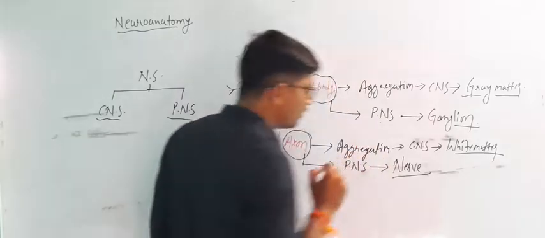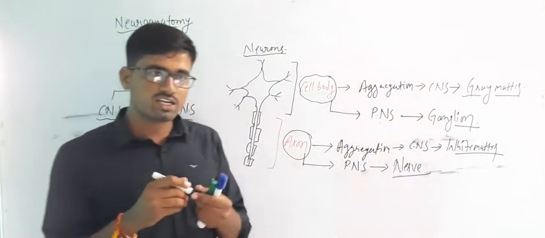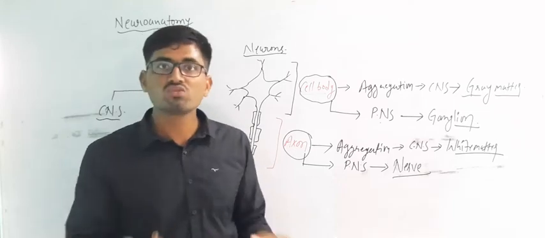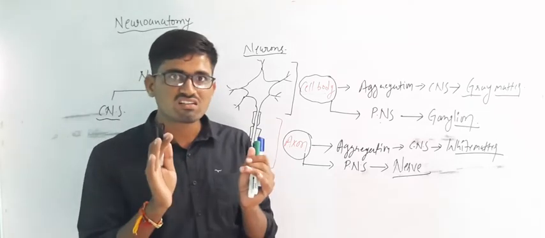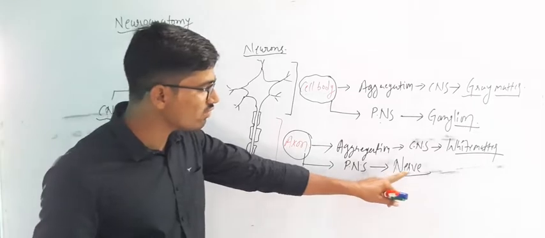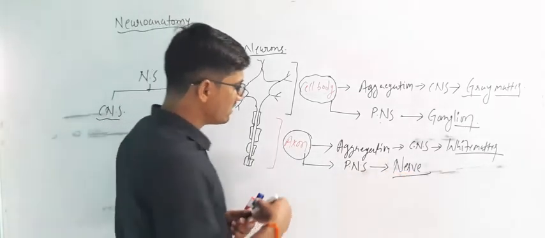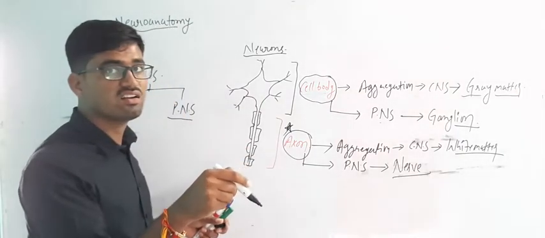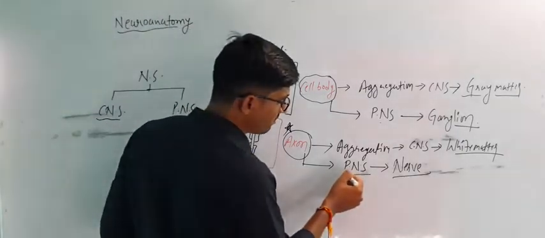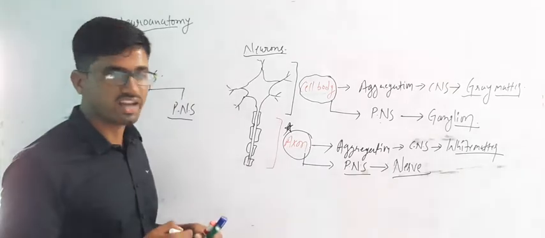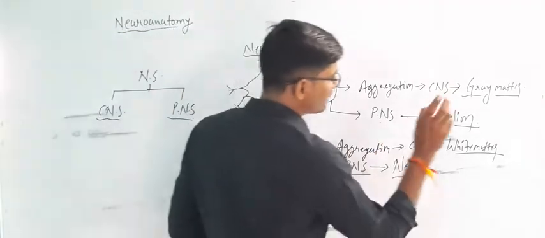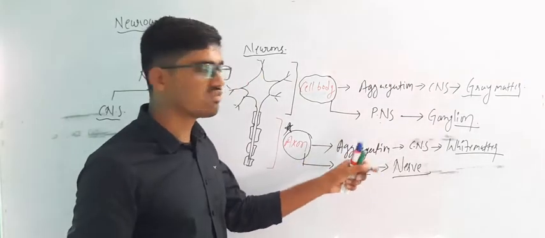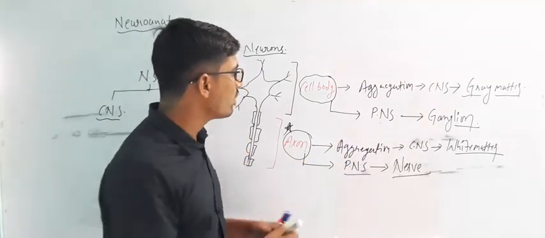So whatever you are reading, the ulnar nerve, femoral nerve, radial nerve, is nothing but a bundle of axons in the peripheral nervous system. That is called a nerve. This is the very basics: what is gray matter, what is white matter, what is a ganglion, what are nerves.